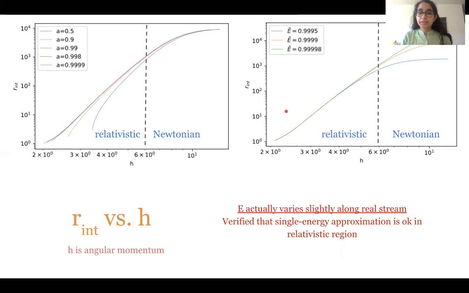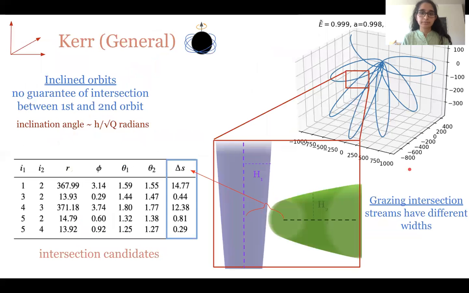Now, this gives us hope because this tells us that the single energy approximation, that is each point of the stream has the same energy, that approximation makes sense because changing the energy is not changing our intersection by that much. And this is only in the relativistic region. In the Newtonian region, however, it is important to consider what the energy would be and to consider that different parts of the stream would have different energy.